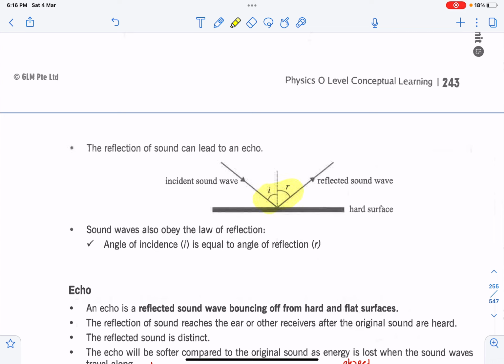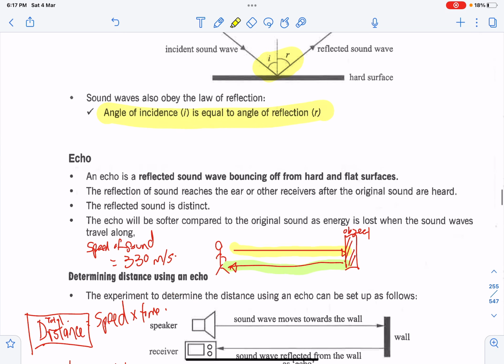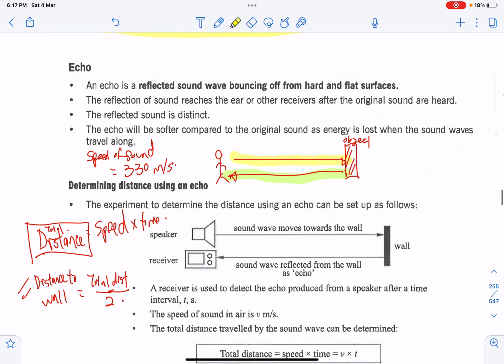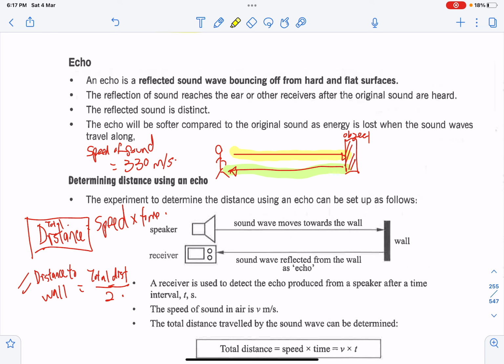Okay. So this is one thing to actually take note of. Next is we look at echo. What is then an echo? An echo is this reflected sound wave that bounces off either a hard or flat surface. So this generally comes out as an application calculation question. And one thing to note is that the distance in this case is actually 2 times.